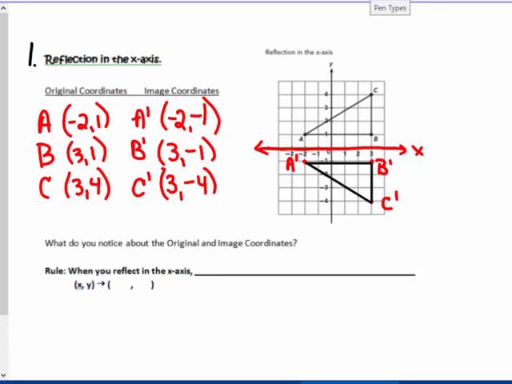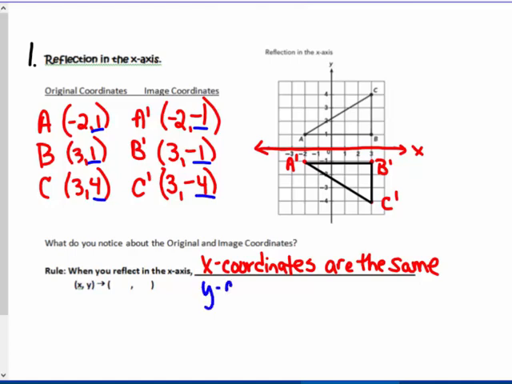So what do you notice about the original image and its coordinates? The x values remained the same, right? The x coordinates are the same. The y coordinates, however, 1, negative 1, 1, negative 1, 4, negative 4.